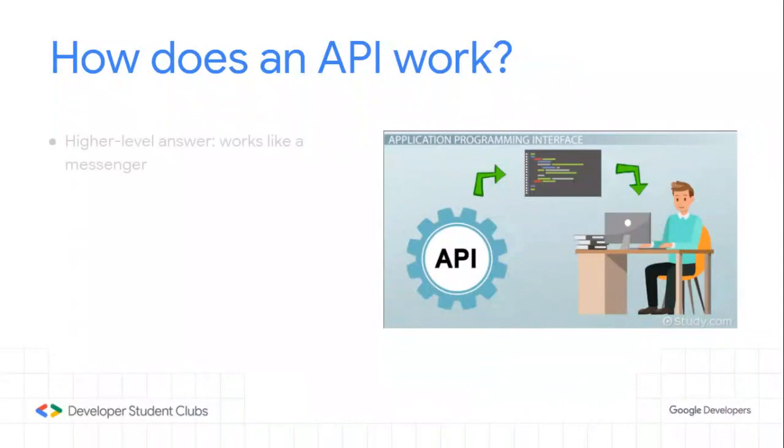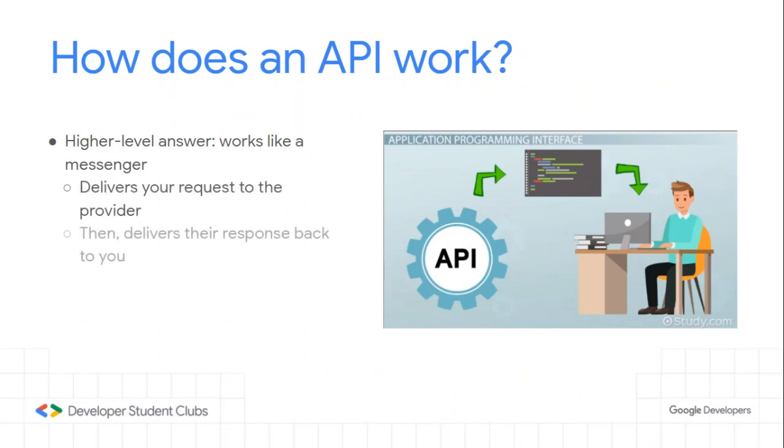All right, how do APIs work? The high level answer that we're going to consider today is that it kind of works like a messenger. So it delivers your request to a provider, and then in return, it delivers the response back to you. Now, as we start to develop APIs as a group and you start to study them on your own for your classes, for your personal, professional growth, you'll find that the real answer is a lot more technical, a lot deeper than that. But for today, we're going to consider this higher level approach. We deliver a request, we get a response.